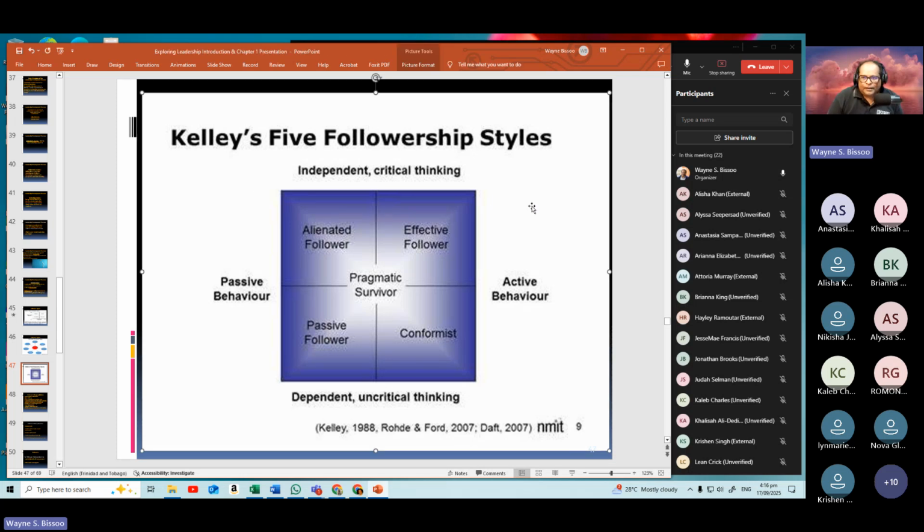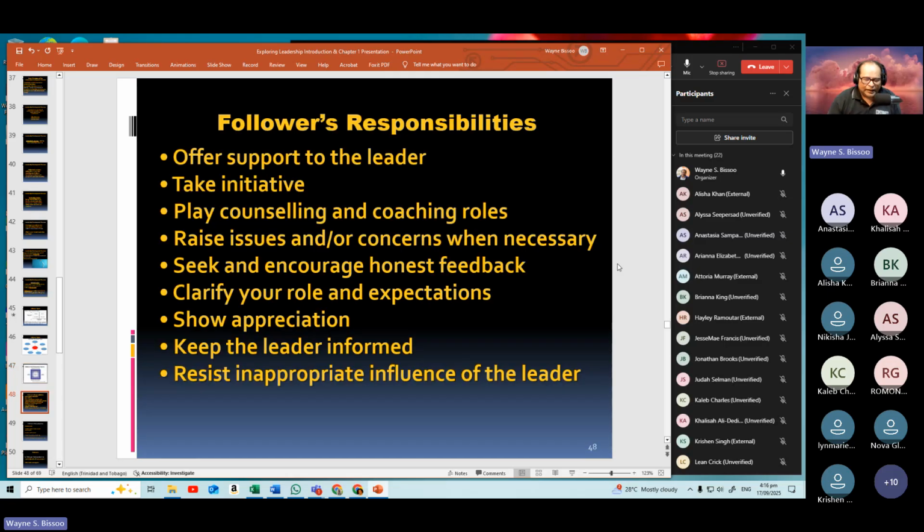All right. So the main thing with these followership models is that you want to be able to evaluate the people around you so that you know what you need to do with them as a leader. Now, as a follower, because we all aren't going to be leaders in every circumstance, we have responsibilities. First is to offer our support to the leader. Two, take initiative. Don't wait for the leader to be telling us what to do. Play counseling and coaching roles, both to other followers as well as to the leader.